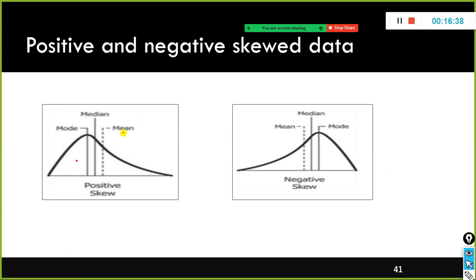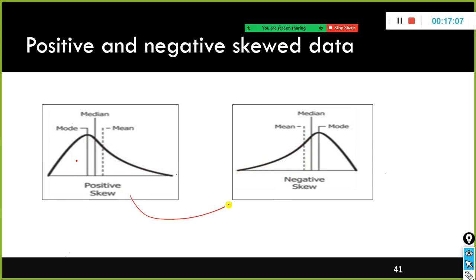Look here, I just put this one. This is your positive skew because the tail is flattening like anything on the right side. In this case, the tail is flattening like anything on the left side. Since the tail is flattening on the right side abruptly, this is called your positive skew. If the tail is flattening abruptly on the left side, it is a negative skew.